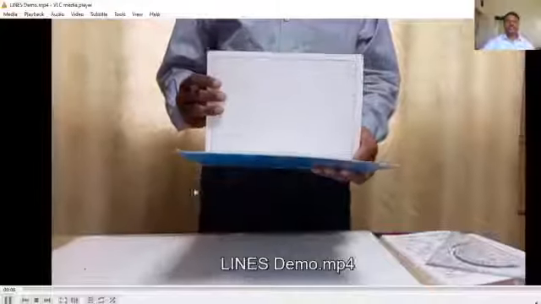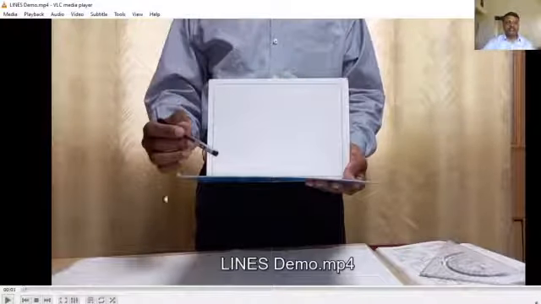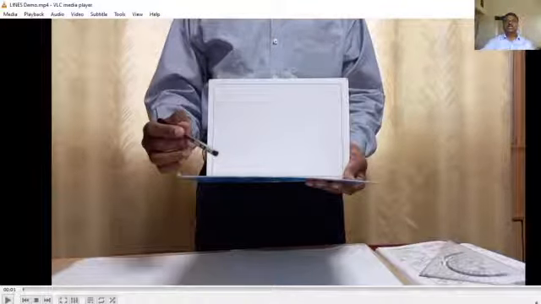Okay, now I will show you a demo of the problem, and the planes have also been shown like this. Just see here.